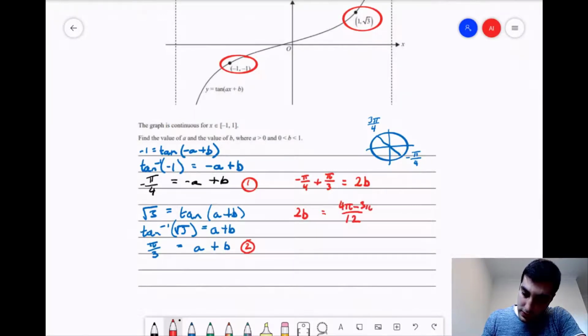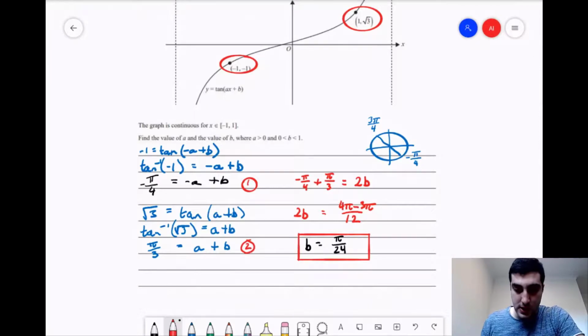minus 3 pi, which would be just pi on 12, and then to get b on its own, we divide both sides by 2. So we're just going to have b is equal to pi on 24. Oops, that's a bit weird, don't know what happened there. So that's the first one done.